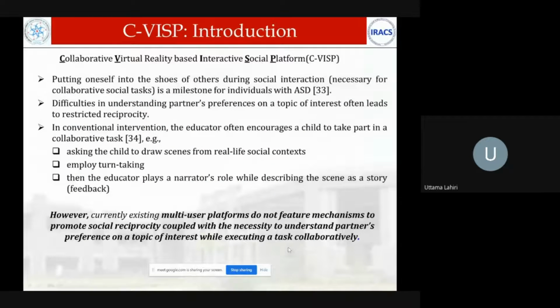So you will find that the currently existing multi-user platforms do not feature these mechanisms where one communicator will understand the thoughts of the other communicator or the partner on a particular topic of interest while executing a task. The literature shows that there are different types of gaming scenarios where, say, building of a bridge, right? Or the building of a zigzag or a puzzle. So these are very methodical games, and this is more on logical reasoning rather than understanding the thoughts of the partner. So we wanted to do something deeper.